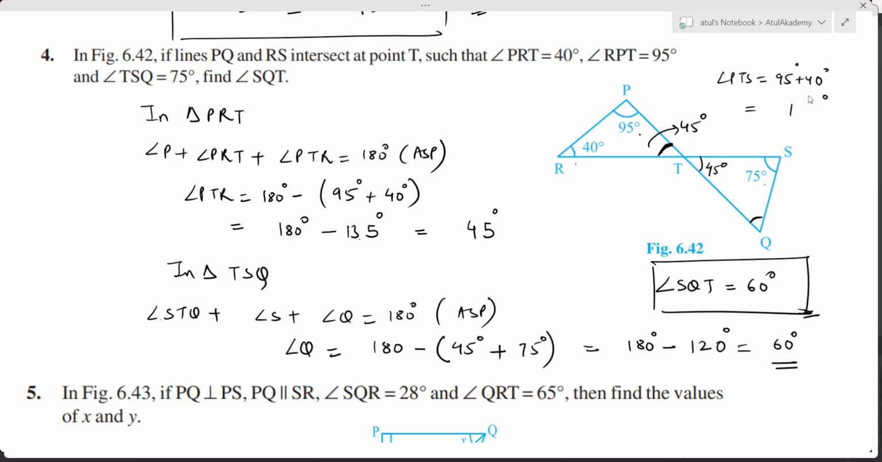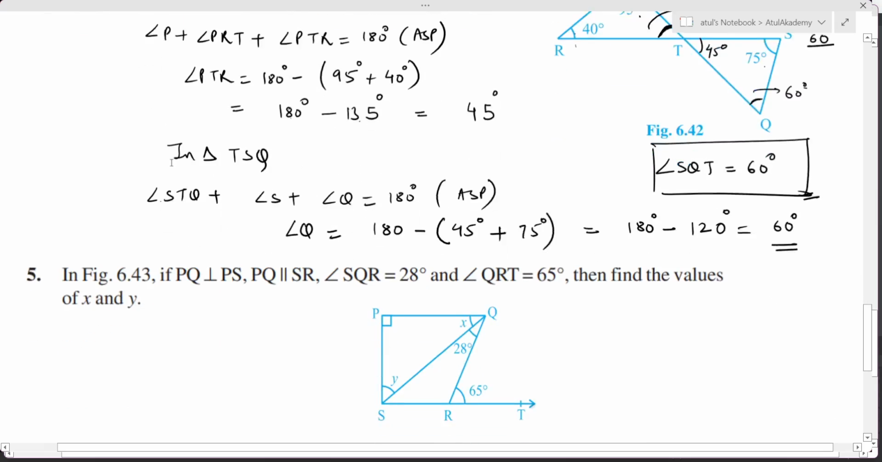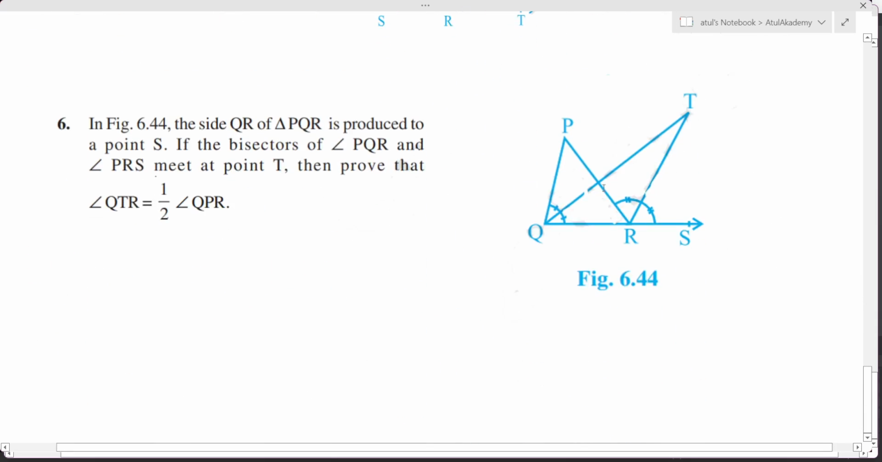So that's 40. So 135 degrees. Okay. Now this was 135 degrees. I could have used the exterior angle property. So 135 minus 70 again would be 60. So this comes out to be 60. That was the exterior angle property. Okay. Fine. Now let's move to the next question, students.